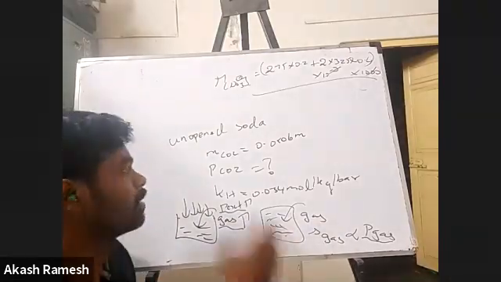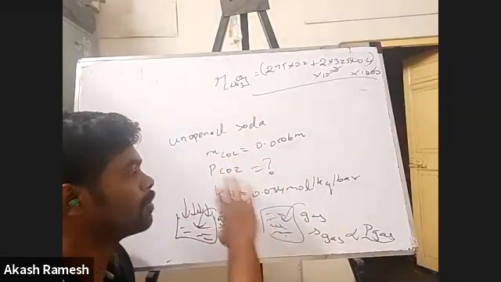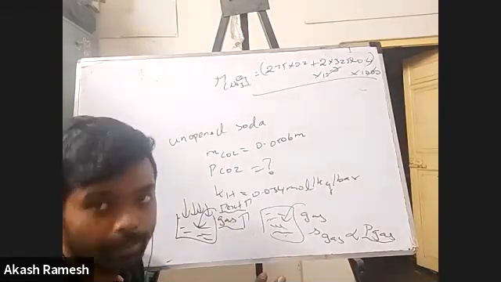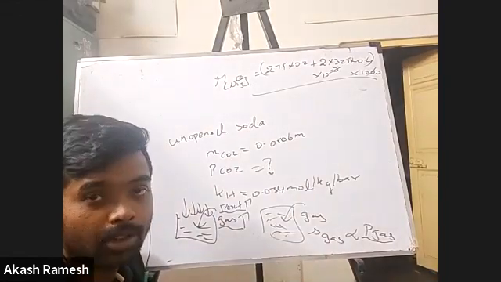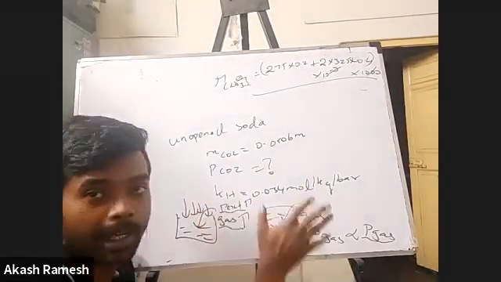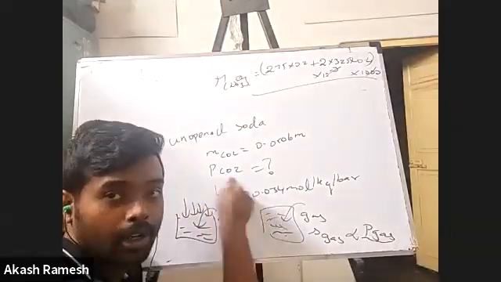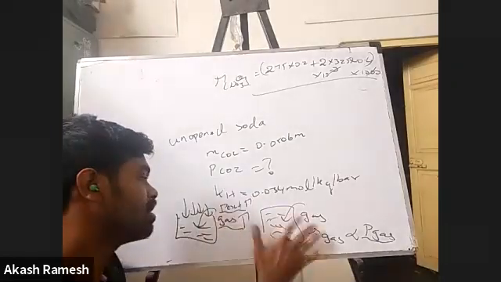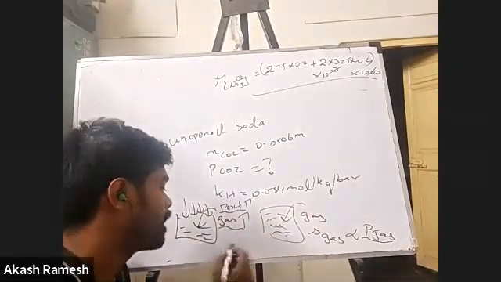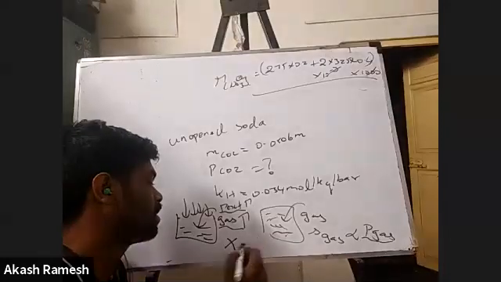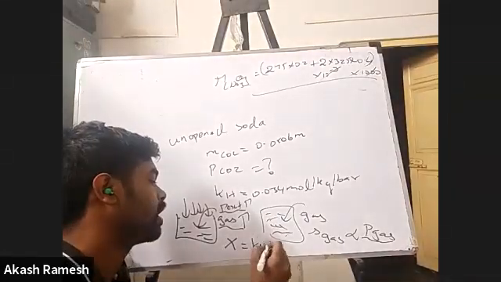Like in this unopened soda, which is again a closed system, the solubility of CO2 is going to depend on the partial pressure of CO2. Either way, you will get solubility X as KH into P.